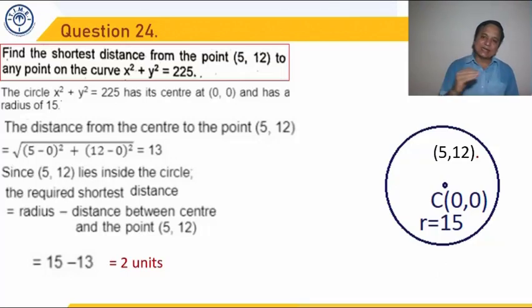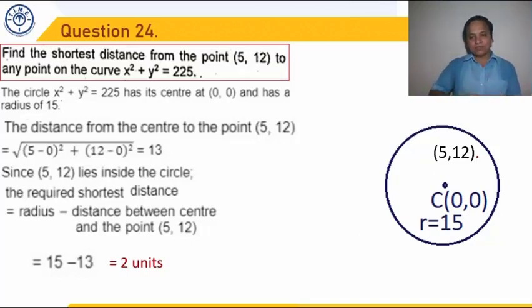This point lies inside the circle as its distance from the center is less than the radius of the circle. If the distance of this point from the center is equal to the radius, then this point will lie on the circle. If the distance of this point from the center is more than the radius, then this point lies outside the circle. Since in this case 13 is less than 15, the point lies inside the circle.